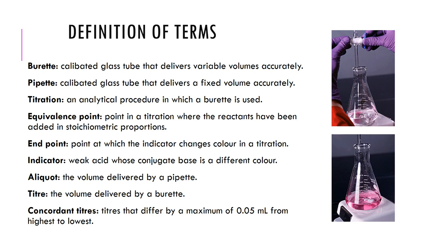The pipette, this isn't like the squidgy plastic pipettes that we've used before. This is a volumetric pipette that is glass and only delivers one volume. We get them in different sizes, so they can be 5 ml, 10 ml. The one we most commonly use for volumetric analysis and titrations is 20 and 25 ml, or 25 centimeters cubed, and that is a very precise piece of glassware.